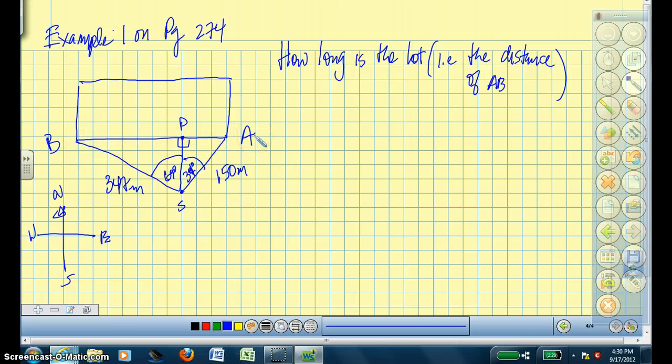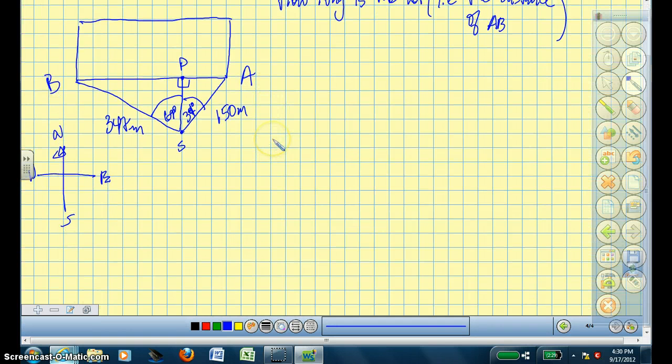Well, we now have a situation where we have two right triangles. So let's separate the two. If we look at triangle APS, this triangle here, I'm going to use cos. Cos theta is equal to little a over the hypotenuse. So here's little a, and here's the hypotenuse. The hypotenuse is 150.